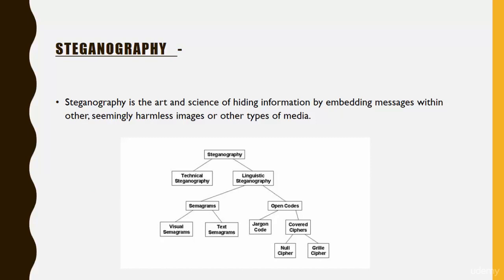Steganography. What is steganography? Steganography is the art and science of hiding information by embedding messages within other seemingly harmless images or other types of media. So steganography is a process in which you can hide secret messages behind any image, video, audio, document, etc. That is called steganography, hiding secret messages within documents. There are two types of steganography, technical and linguistic. Then linguistic is also divided into two, semagrams and open codes.